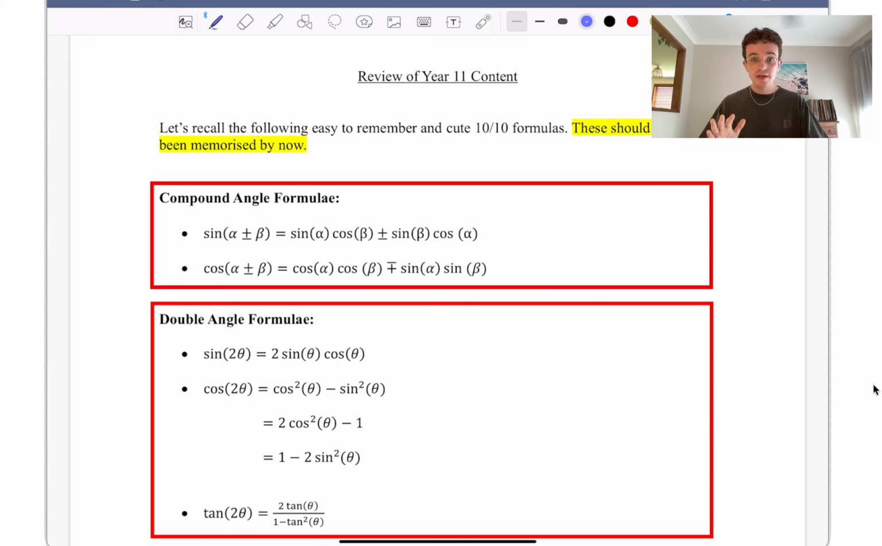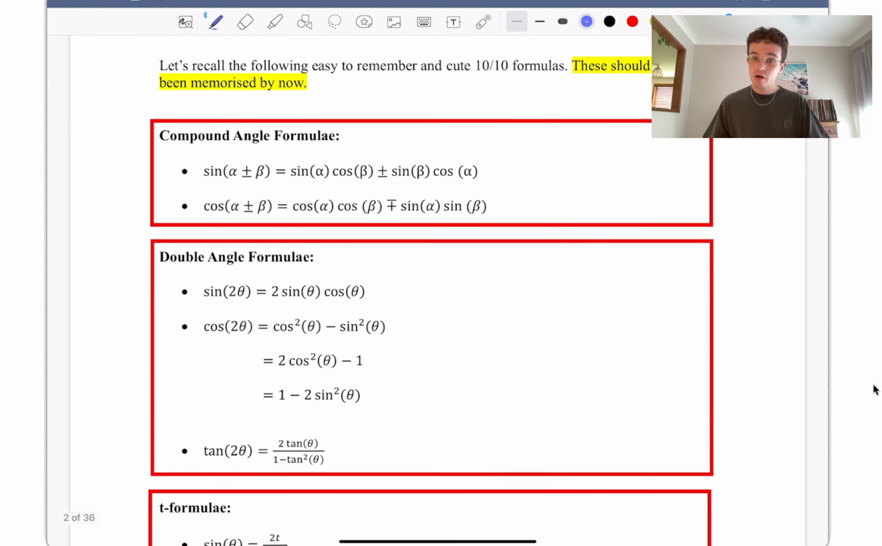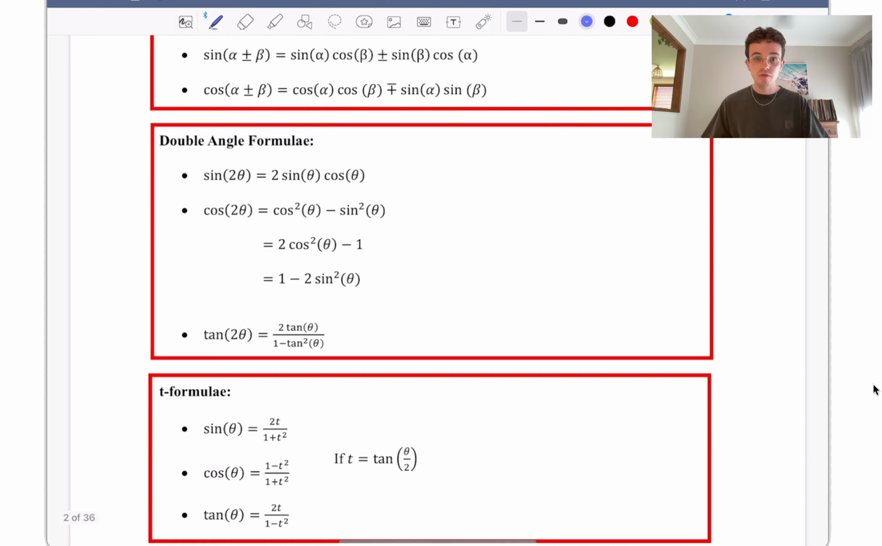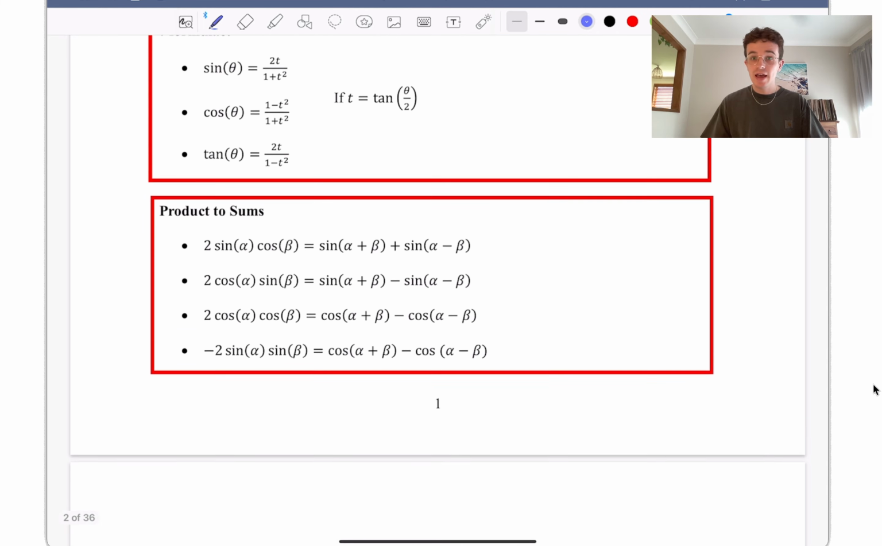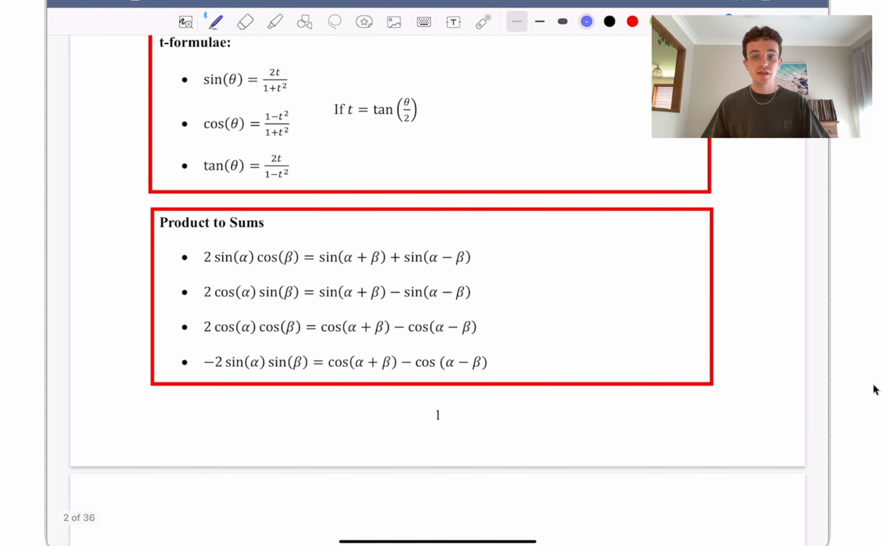So this whole topic will be assuming that you know your compound angle formulas, your double angle formulas, your T formulas, and one of the more forgotten things is your product to sum formulas.